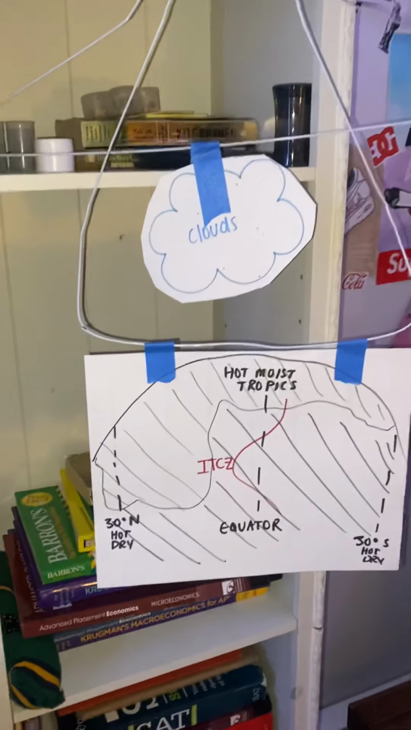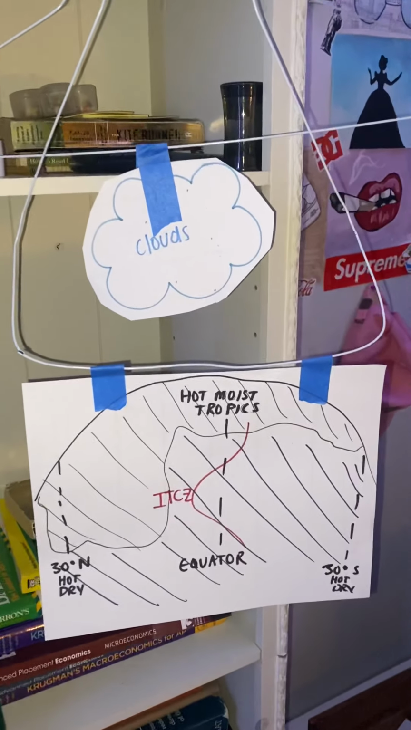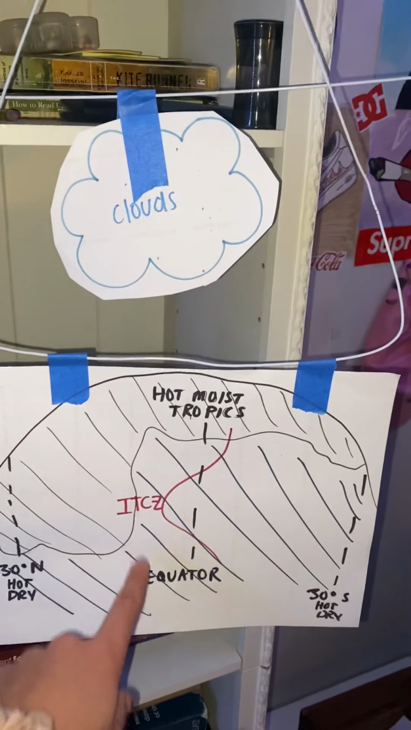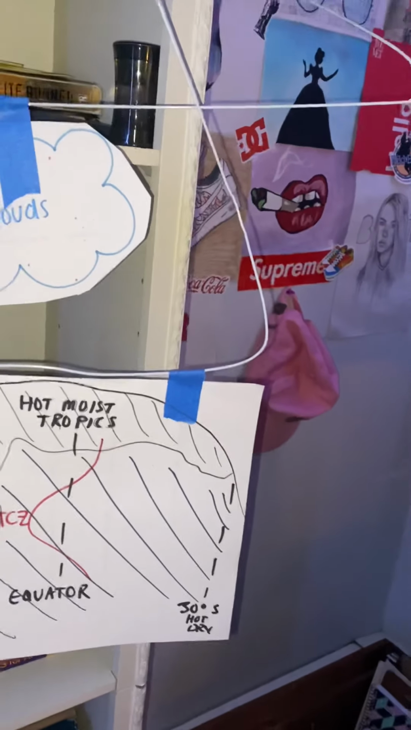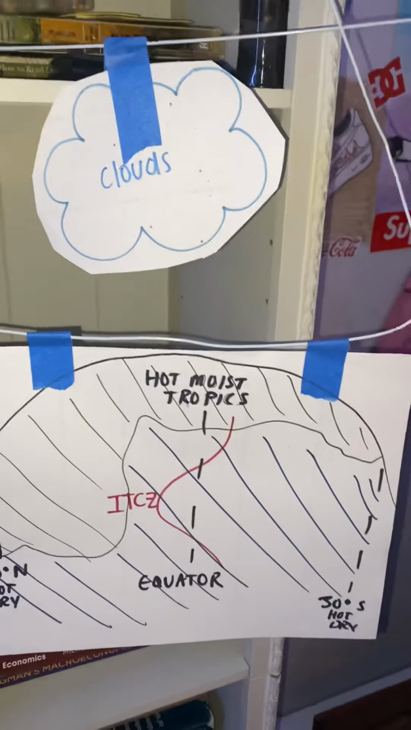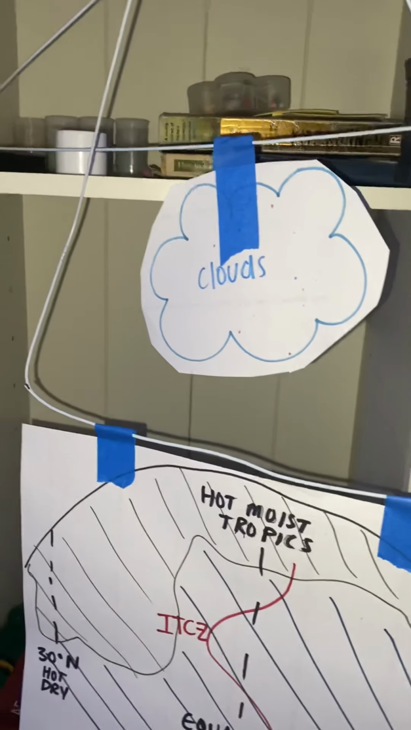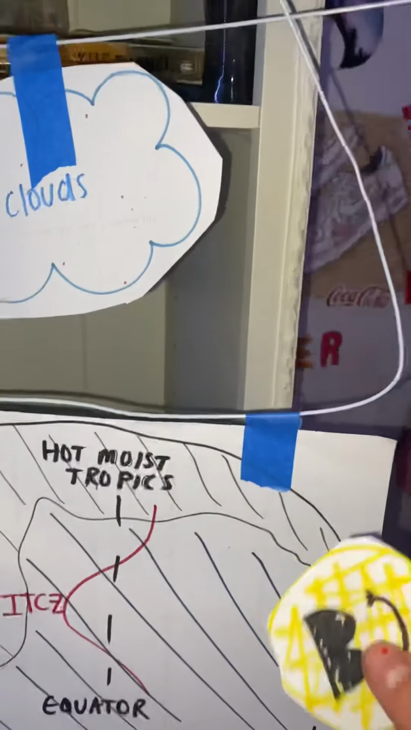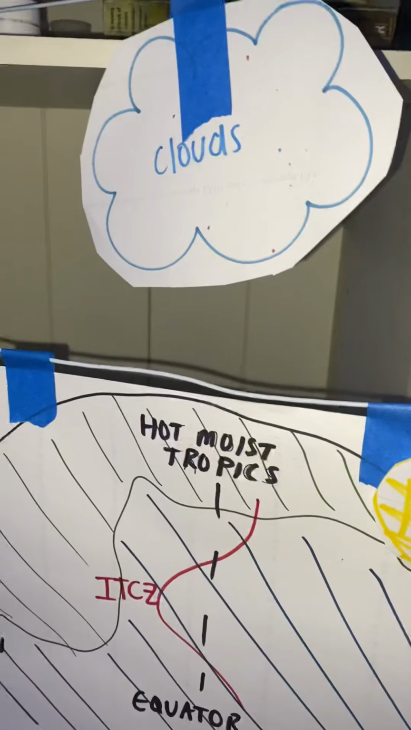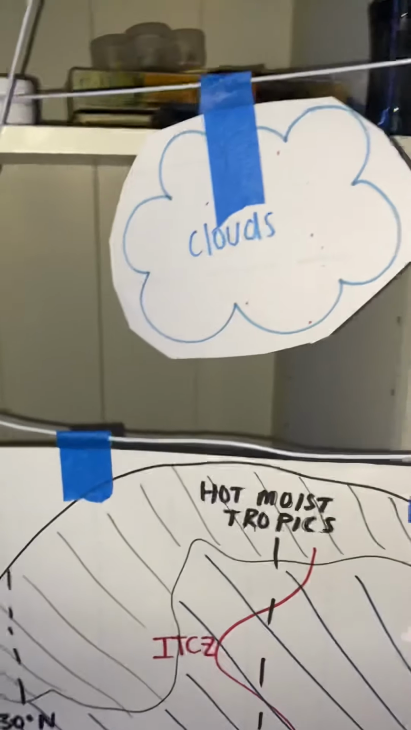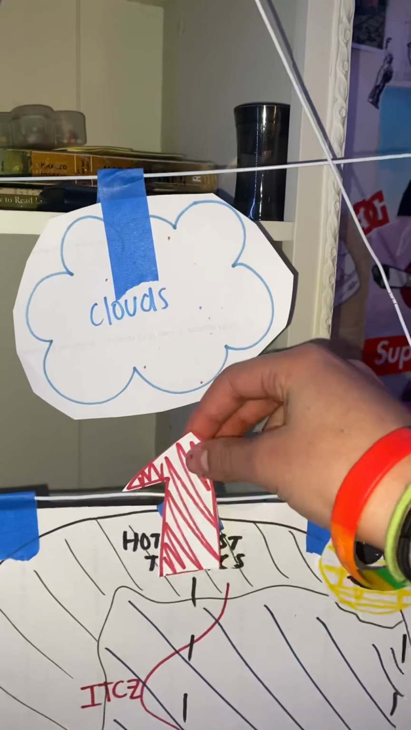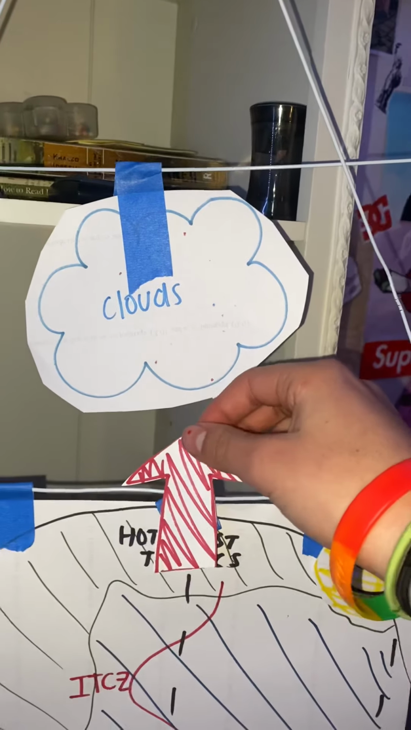My model for the Hadley cell. So at the ITCZ, the sun heats the moist tropical air, which is around here, as it causes it to rise. So the sun here, and the heat begins, or the water moisture begins to rise into heat, the heated air.